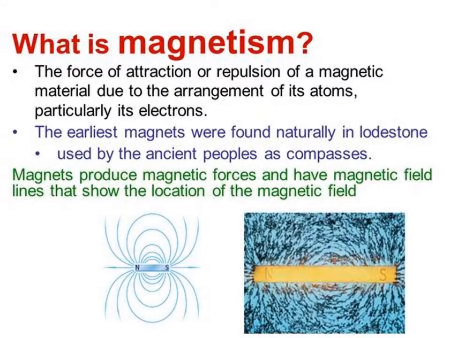First of all, what is magnetism? Magnetism is the force of attraction or repulsion of a magnetic material due to the arrangement of its atoms, particularly its electrons. The earliest magnets were found naturally in lodestone.